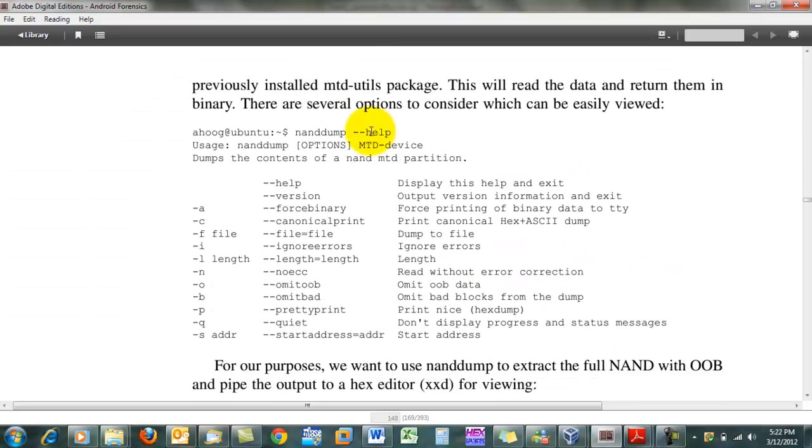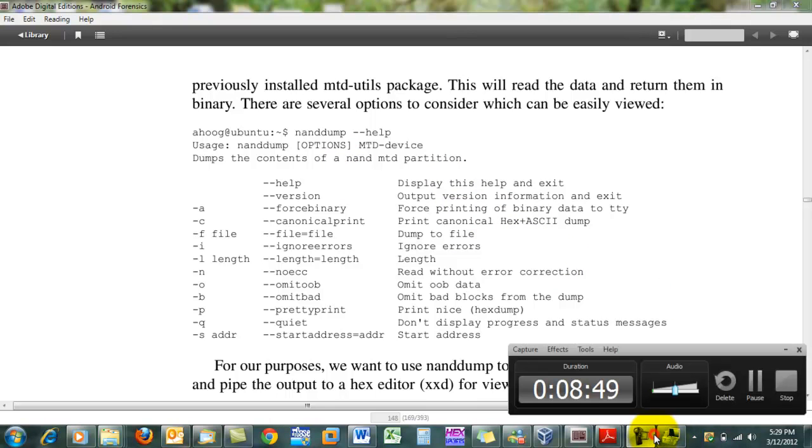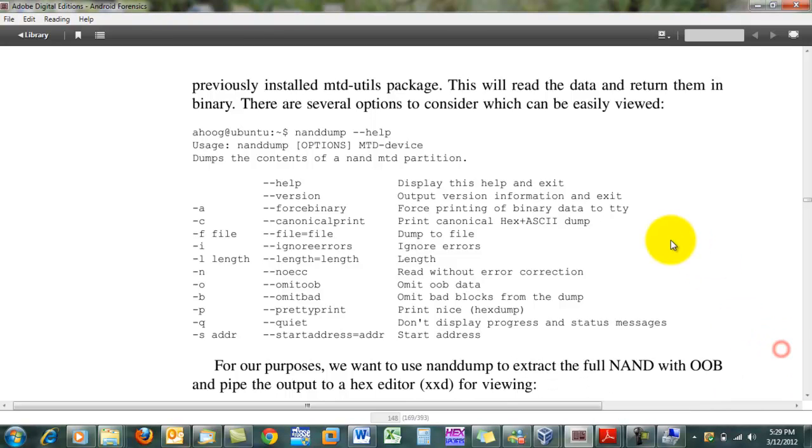If everything goes well, what we're going to do is try to use nanddump. Why do we want to use nanddump? We want to see the data inside the NAND flash device simulator we created. So you must use this command called nanddump. Some students might be wondering what's the difference between nanddump and a normal hex editor.